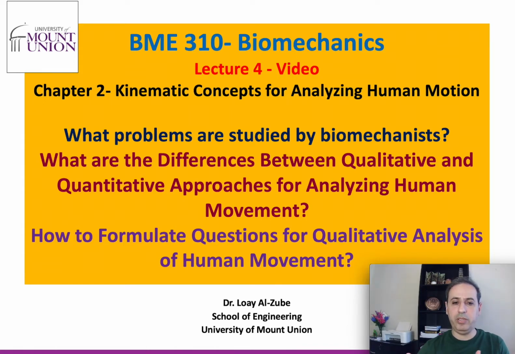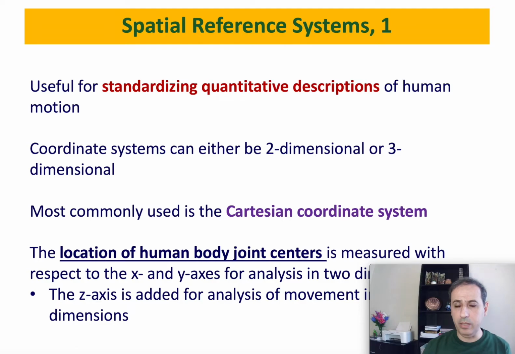What is the difference between qualitative and quantitative in a human motion analysis for biomechanics, and how can we formulate questions for a qualitative analysis of a human movement? This is very, very important for us. So let's start with the reference systems used in human motion analysis in biomechanics. If you are doing any analysis in biomechanics, you need a reference, and they are used to standardize quantitative descriptions of human motion, and qualitative as well to some degree, and I will explain this in a bit.